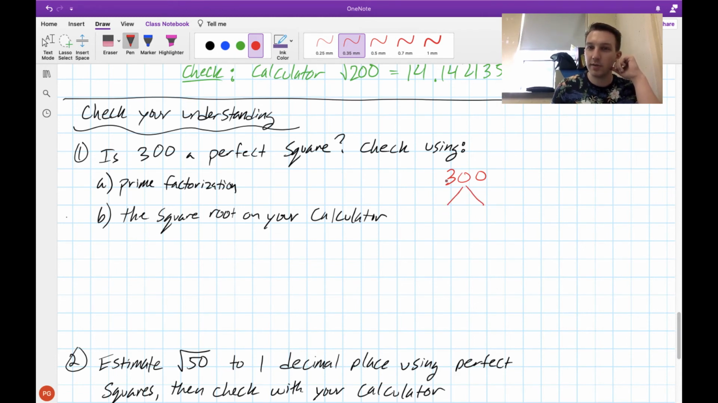So we're going to split 300. Well, I know that 300 we can divide by 10. It would be 10 and 30. Now 10 I know I can divide up into 2 and 5. 2 times 5 would give me 10.